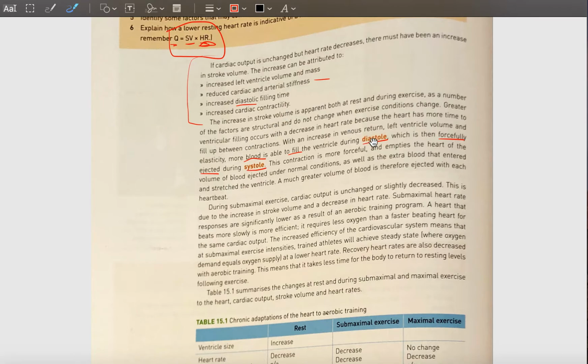So when we talk about diastole or diastolic, that is talking to the resting phase of a heartbeat where the ventricle fills with blood. And when we talk about systole, we're talking about when the blood is ejected because the heart is squeezing. The contraction is more forceful, the area is larger, more blood has filled in it. You can see how this is all making the heart more efficient.